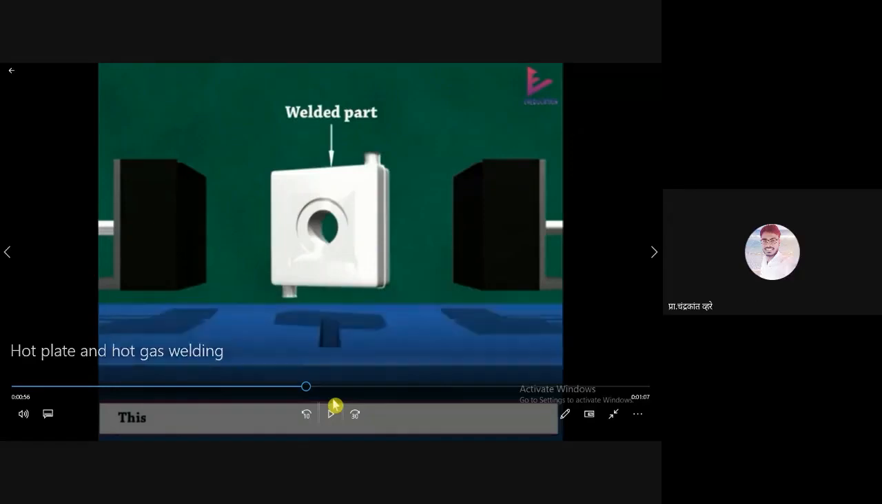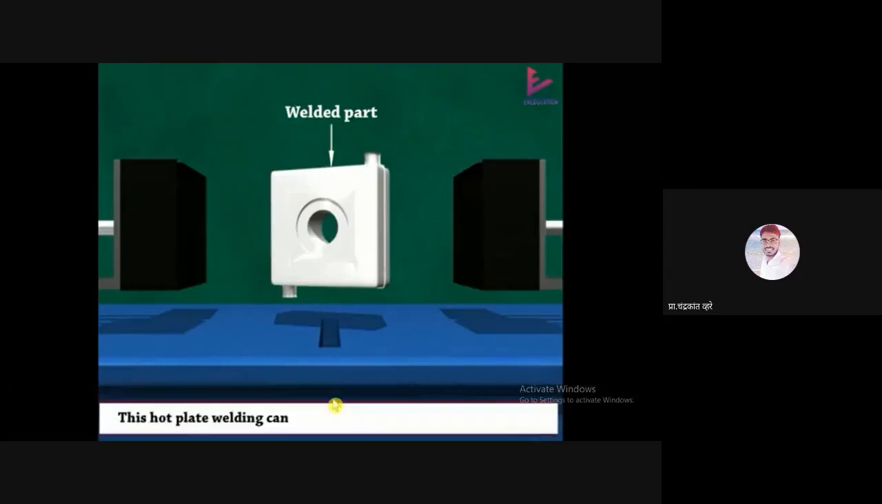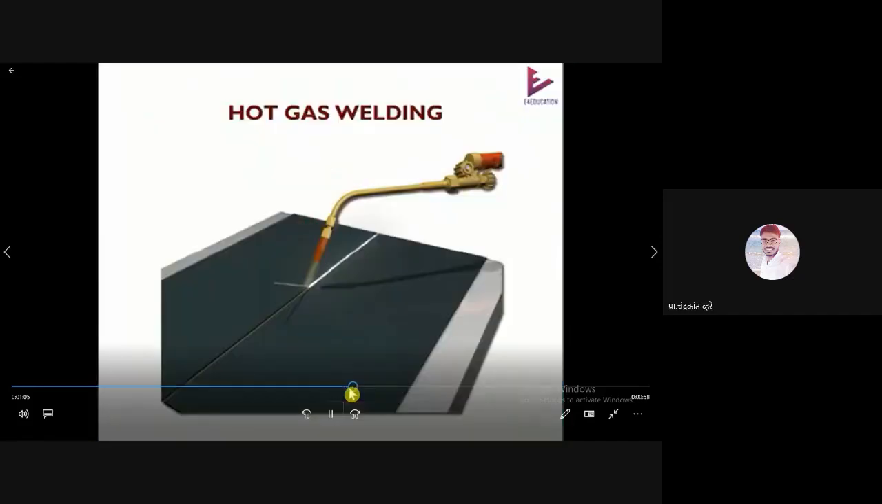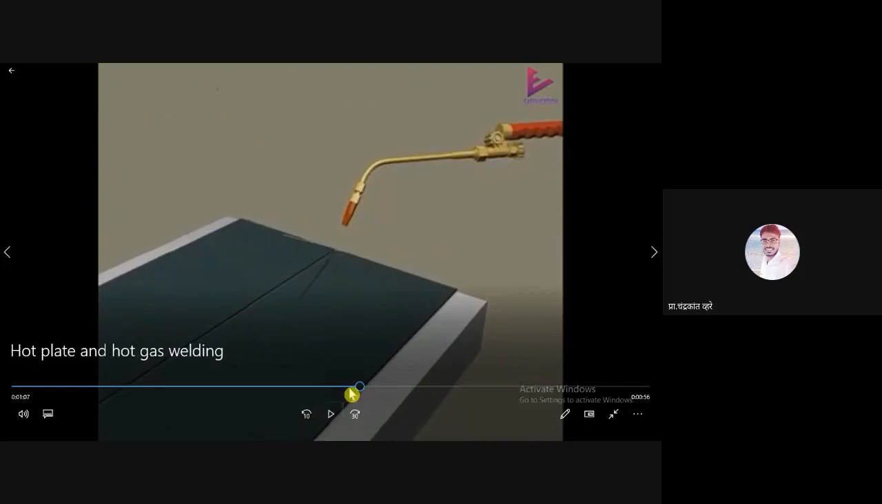Okay, now we have seen the hot tool welding process. Now go for the hot gas welding process. Now next, we have 2 points in one animation. Okay, so this is a hot gas welding process.